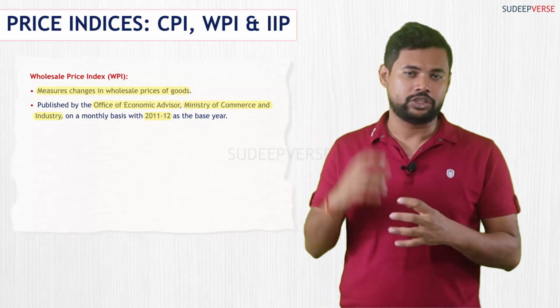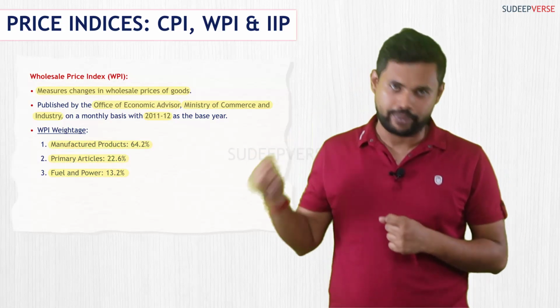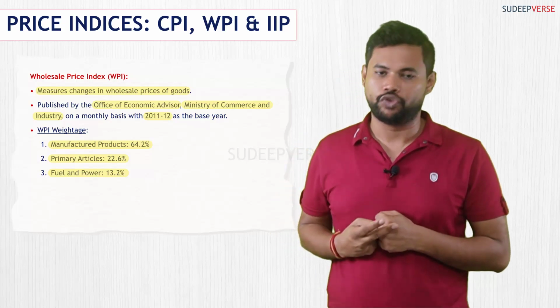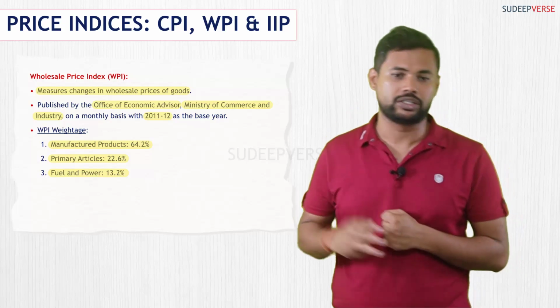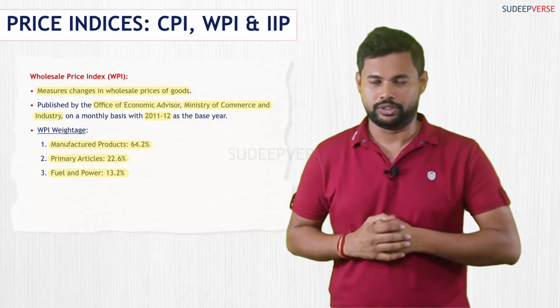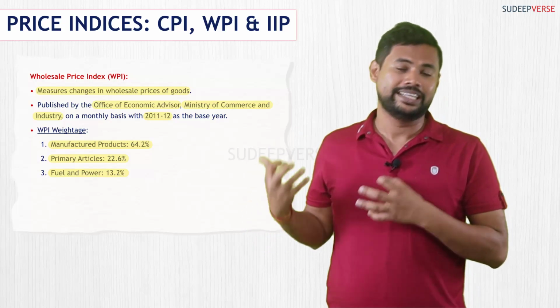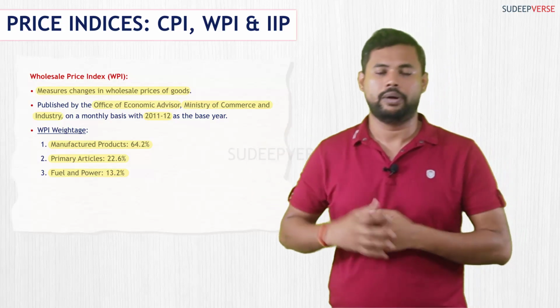Next, the weightage of WPI is broadly divided into three. The first is primary articles that has 22.6%. The next is fuel and power that has 13.2%. The third is manufactured products that has 64.2%. So here the weightage is more given to manufactured products that comes first. The next is primary articles and the third is fuel and power.